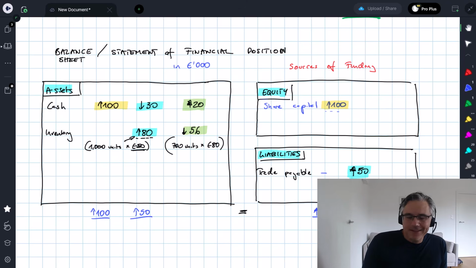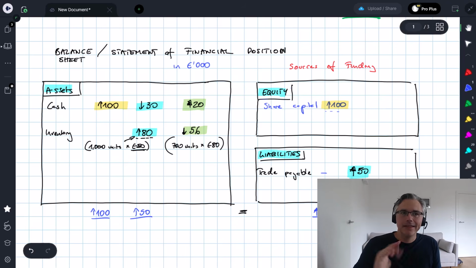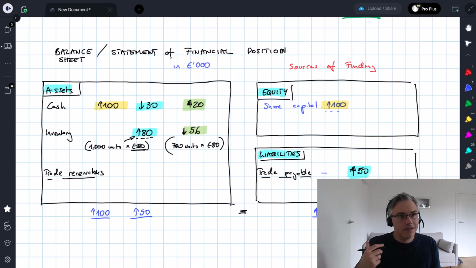Right. That's not all. There's something else happening within assets, because the company now for the first time gains an additional asset that you'll typically find in pretty much every balance sheet of every company, namely trade receivables, which in a way are quite similar to trade payables over on the other side.